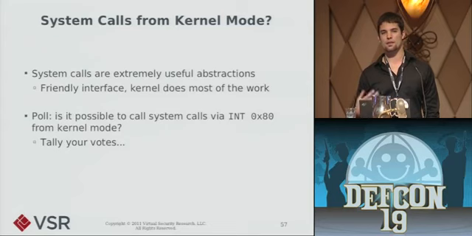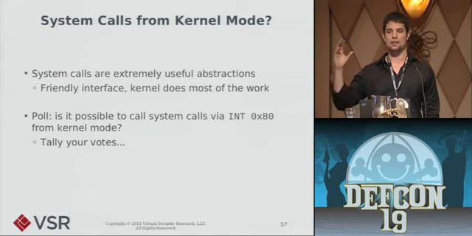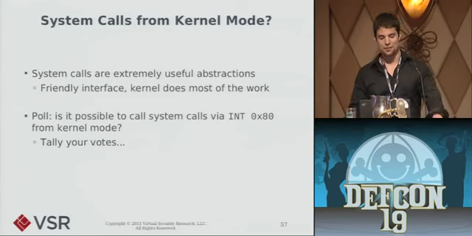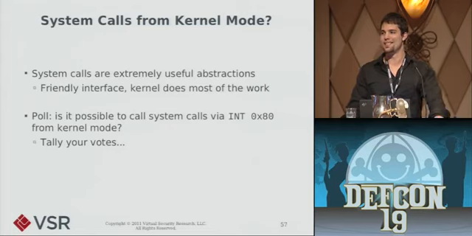I mean, logically, it doesn't really seem to make sense, because a system call is designed to be an interface that user applications can call to request services from the kernel. So what happens when you make a system call via int80 from kernel mode? I'm just curious, how many of you, if you had to guess, would think that you could do this without a problem? How many of you think that some issues may arise if you try to make an int80 from kernel mode? How many of you have no clue what I'm talking about?